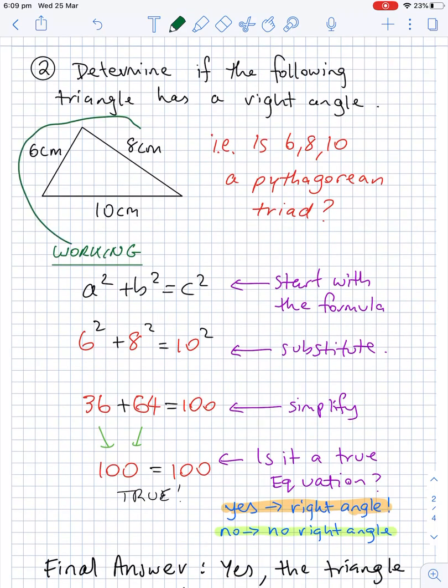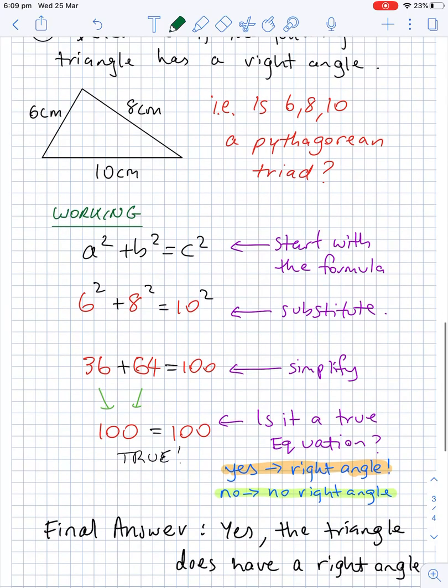Determine if the following triangle, so this triangle here, determine if it has a right angle. So here I look at my angles and I think, well, they don't give us any right angles, but we can determine whether it actually secretly does. I.e., are these three numbers here, 6, 8, and 10, is that a Pythagorean triad? Does that satisfy Pythagoras' theorem?